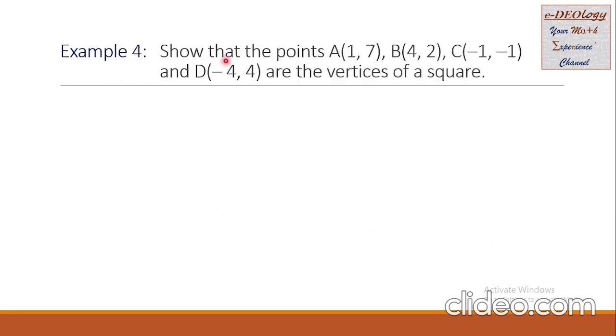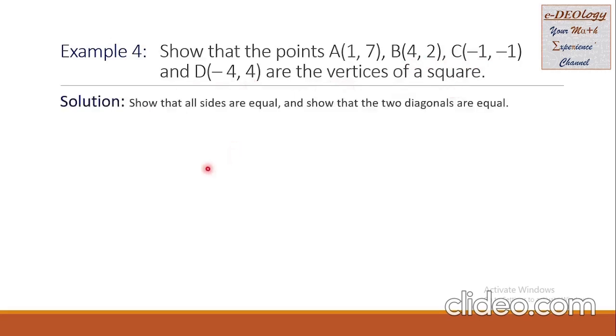Example 4. Show that the points A(1, 7), B(4, 2), C(-1, -1), and D(-4, 4) are the vertices of a square. Let us show that all sides are equal and that the two diagonals are equal, so that the 4 points here are vertices of a square. Let's write the distance formula.